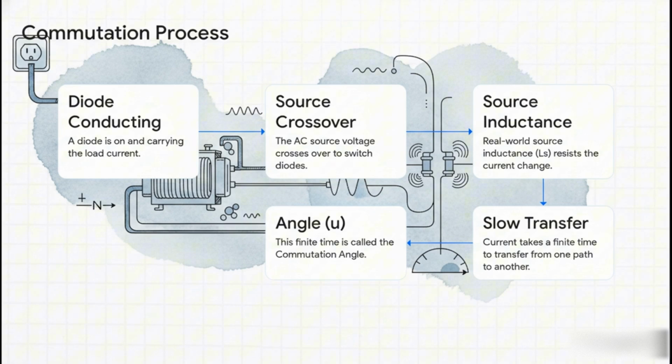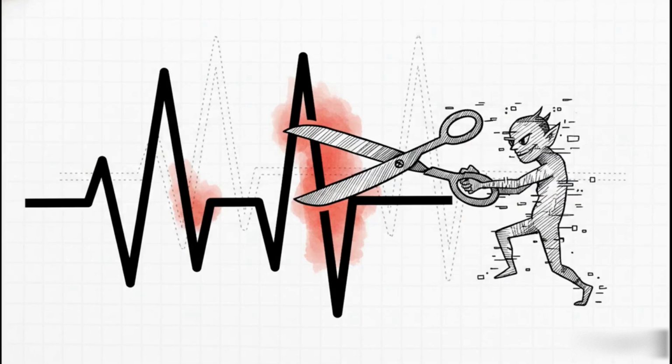This means that when it's time for our diode to switch off, the current can't just slam on the brakes and stop instantly. It takes a tiny, but very real amount of time to ramp down. The time it takes for this current handover to happen is called the commutation angle, and we represent it with the letter U.